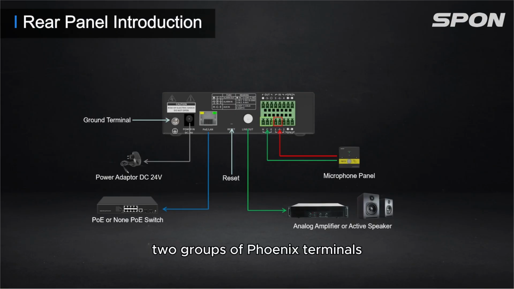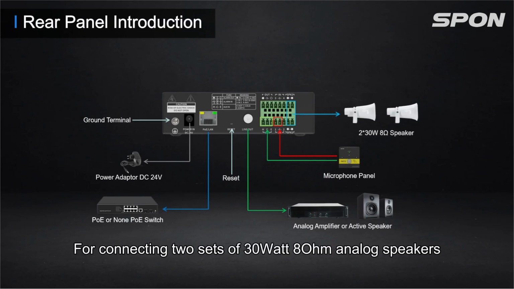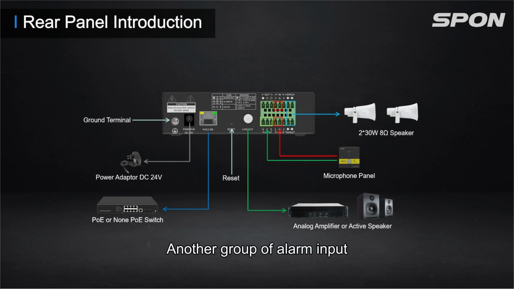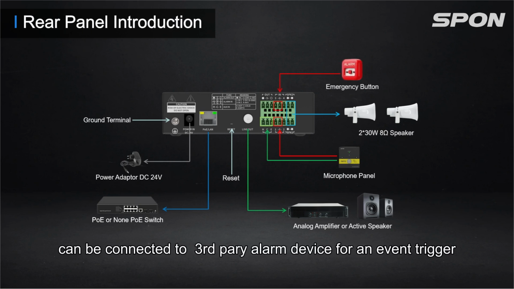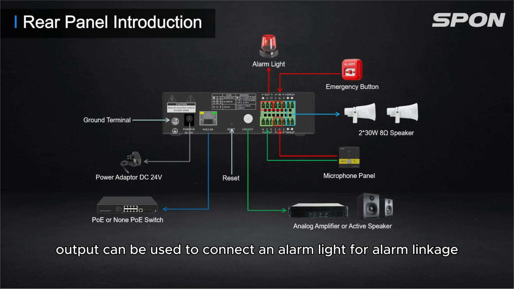Two groups of Phoenix terminals on the right side are power output ports for connecting to sets of 30-watt 8-ohm analog speakers. Another group of alarm input can be connected to a third-party alarm device for an event trigger. A group of alarm output can be used to connect an alarm light for alarm linkage.